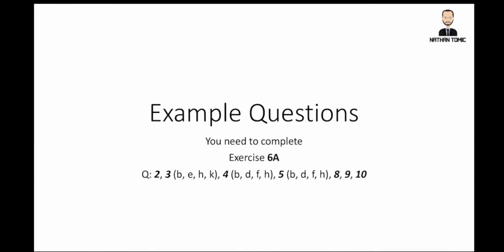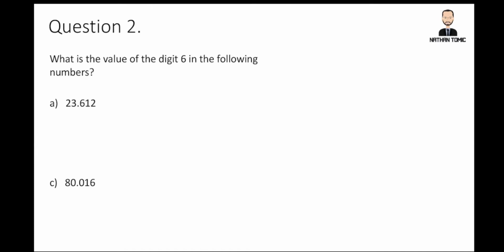The questions you'll need to do are from Cambridge: questions 2, 3, 4, 5, 8, 9, and 10 as shown here. We'll now have a look at some of the questions and how we would go about actually answering them. The questions shown here are taken directly from the questions previously mentioned. However, some will be changed or modified so they're not exact copies of the questions that you'll need to complete. But what we'll look at here is how to go about presenting your answers.